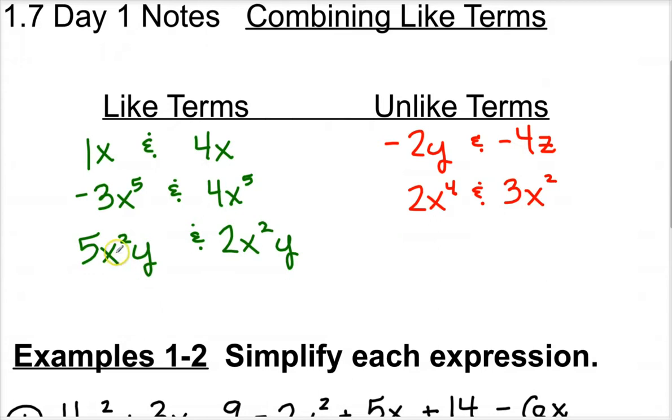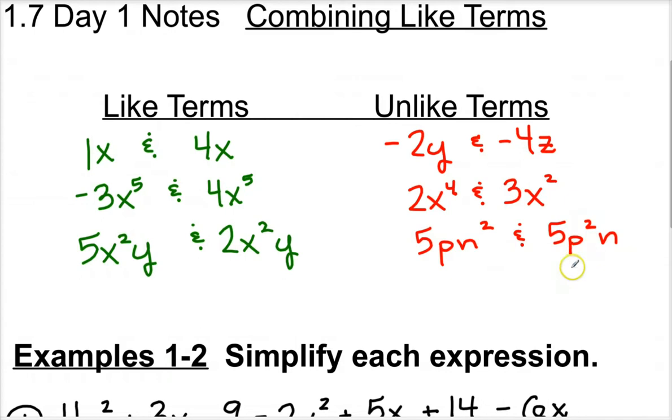For these two, they both have an x squared in them, and they both have a y in them as well. Another example of unlike terms would be something like 5pn squared and 5p squared n. For these, it's a little bit tricky. They both have a p in them, and they both have an n in them. But for the first one, the n has an exponent of 2, and the p does not. Whereas in the second one, the p has an exponent of 2, and the n does not.